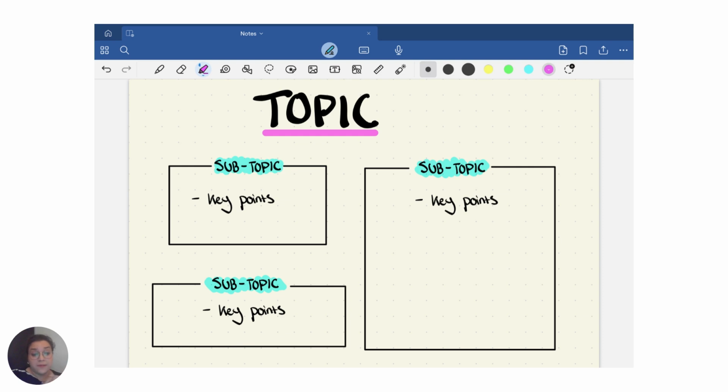Now, can you please pause the video? Make sure that you have this structure ready in your notebook and then continue. Okay, so I believe you have already done it. Let's go straight into the strategies.